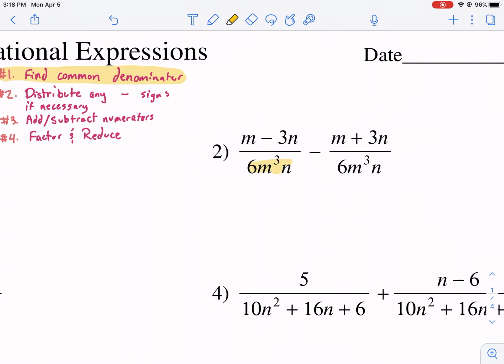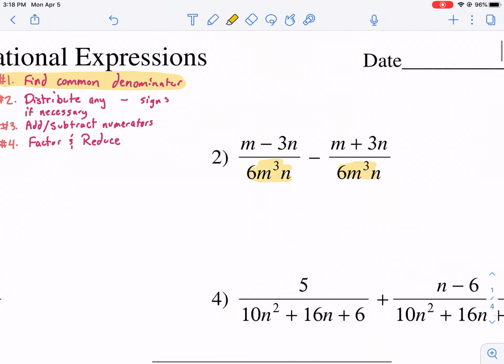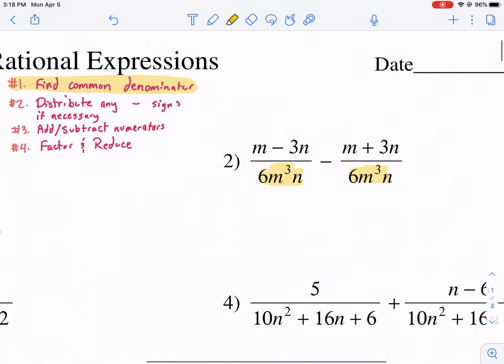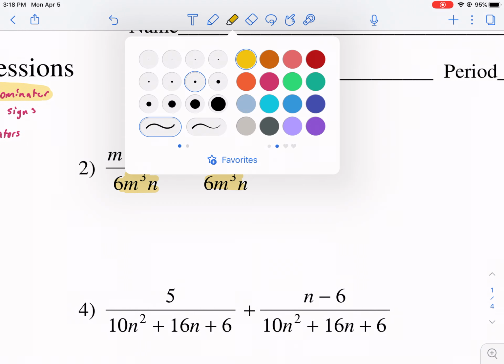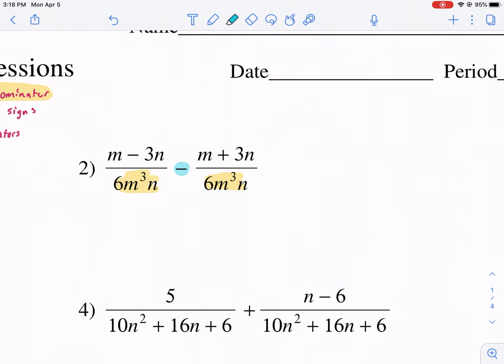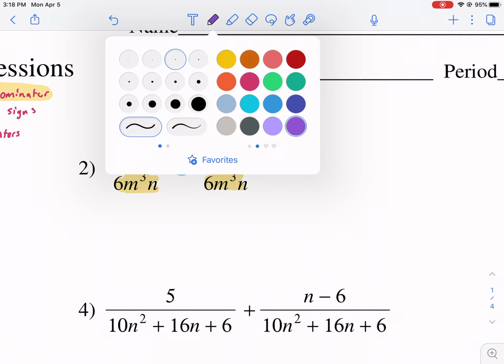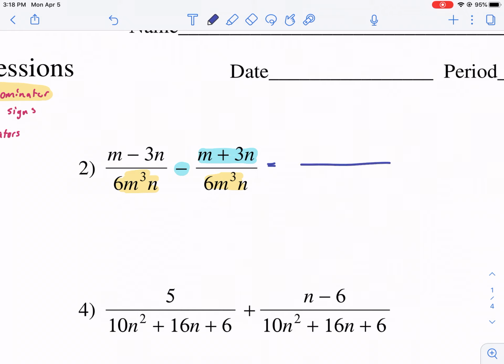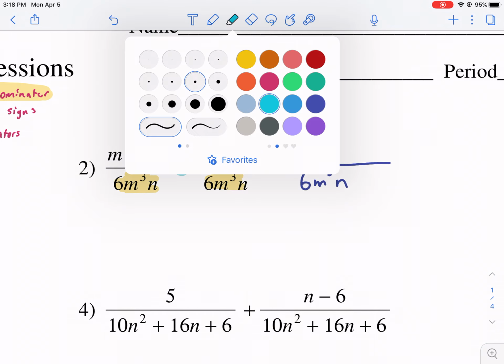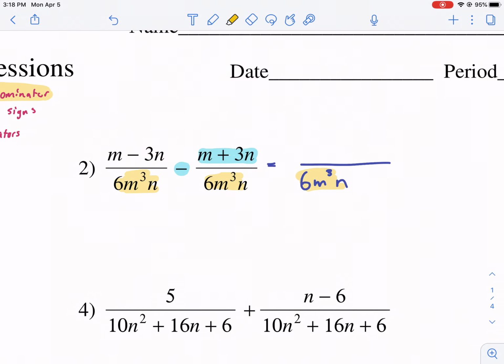Again, we already have a common denominator, so we're good there. That's a great start. And now we're going to move on to step 2, distribute any negative signs if necessary. This is where it becomes a little bit more complicated if you have the negative sign right there, because it's going to affect anything after it. Let me go ahead and get this set up. We're going to have 6m cubed n. The denominator stays the same when you're adding or subtracting rational expressions. That's why it's called a common denominator. And now we have m minus 3n. That's going to stay the same. There's no negative in front of that rational expression.